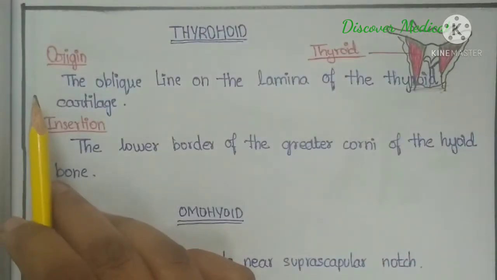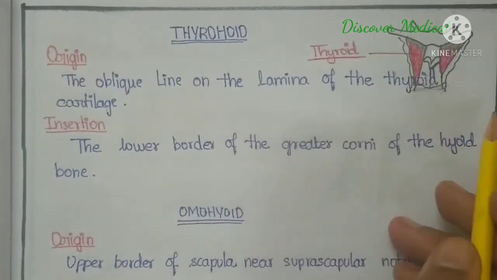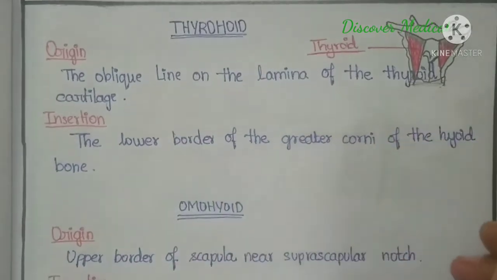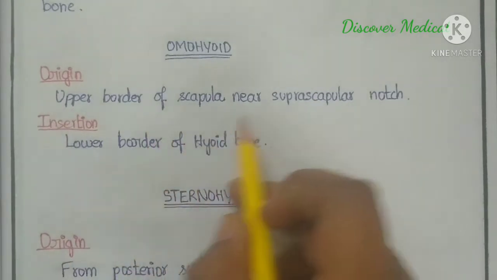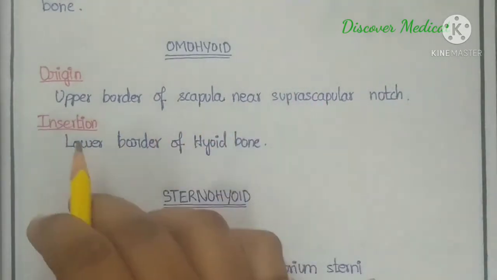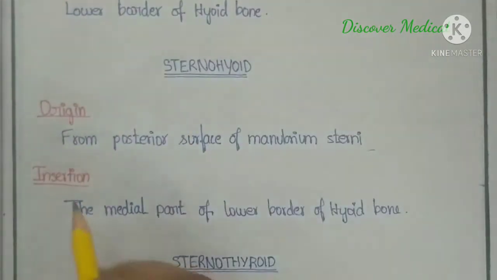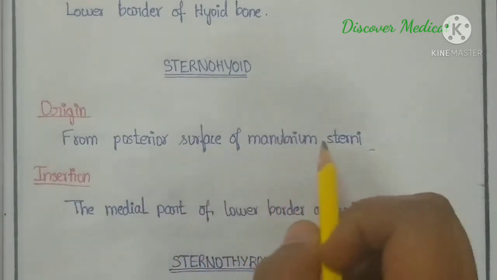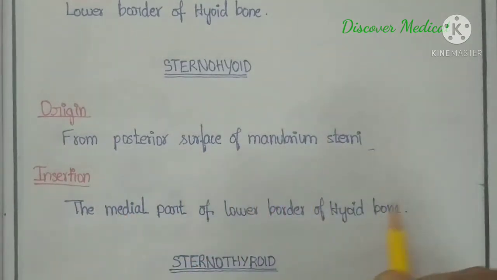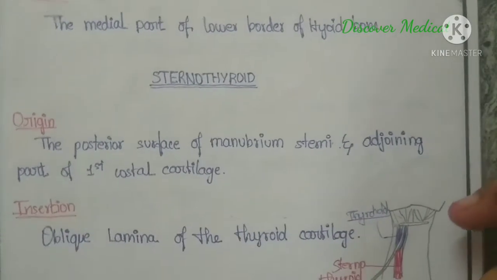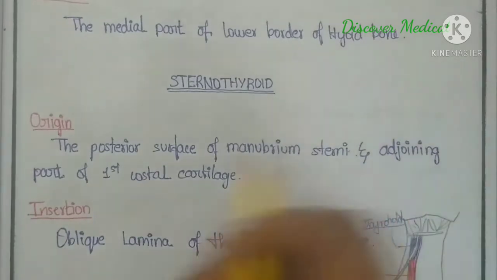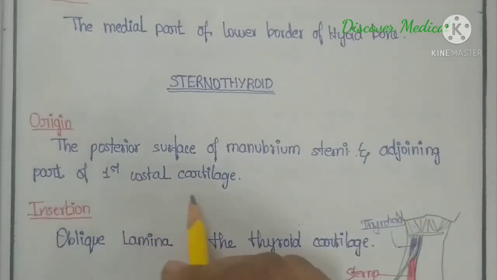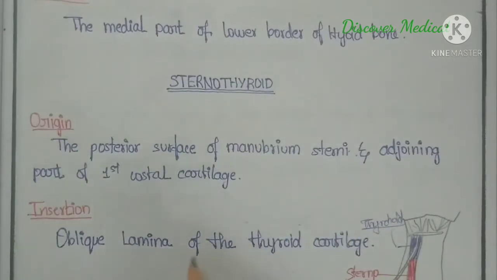Thyrohyoid. Origin, the oblique line on the lamina of the thyroid cartilage, inserted at the hyoid bone. Omohyoid. Origin at the upper border of the scapula near the suprascapular notch, inserted at the hyoid bone. Now sternohyoid. Origin from the posterior surface of the manubrium sterni, inserted at the hyoid bone. Sternothyroid. Origin posterior surface of the manubrium sterni and adjoining part of the first costal cartilage, inserted at the oblique line of the thyroid cartilage.